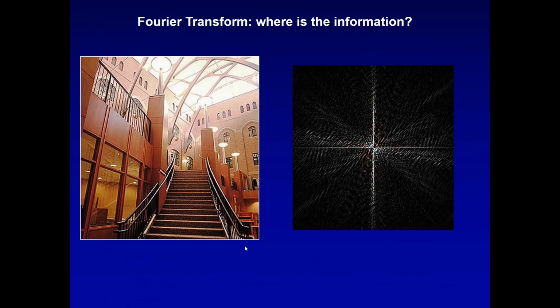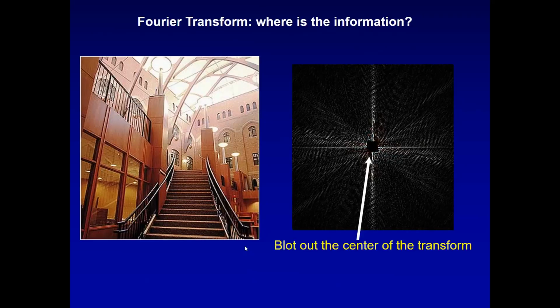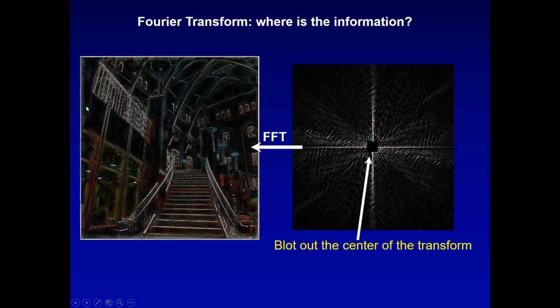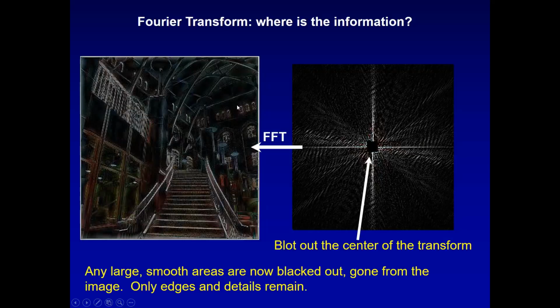Let's look again at where the information is sitting. We're going to blot out the center of the transform. Just that little square here is gone. Here's the result. It looks like a haunted library. The reason it looks this way is because there's no information about what's inside the large areas. See, all of these panels look like they're empty. We've removed the information from them. So any large smooth areas are empty. They're gone from the image.